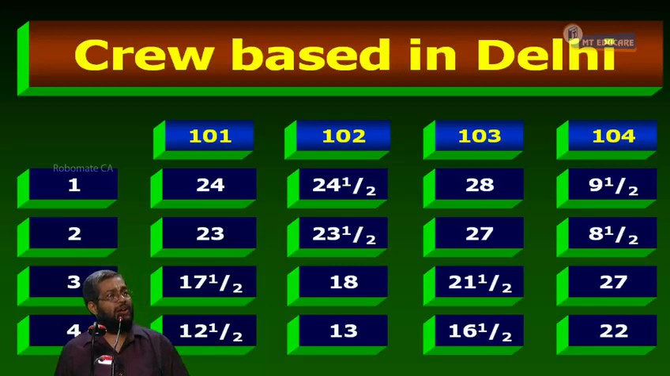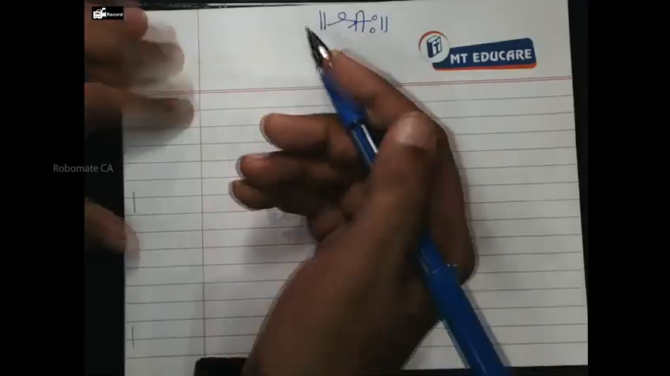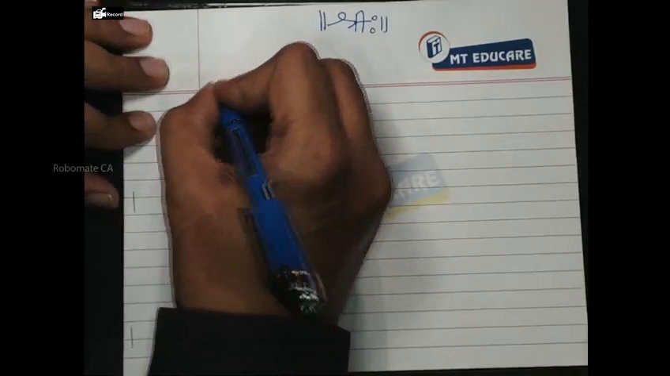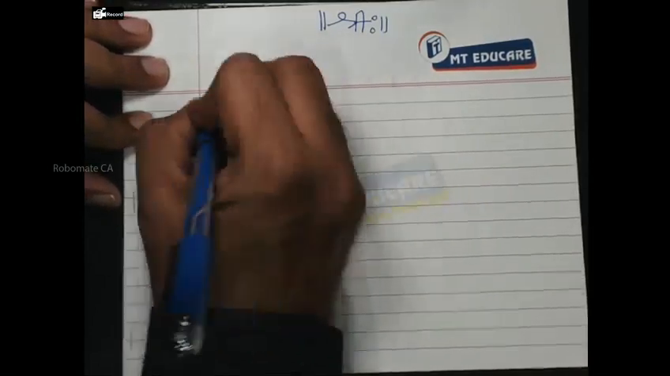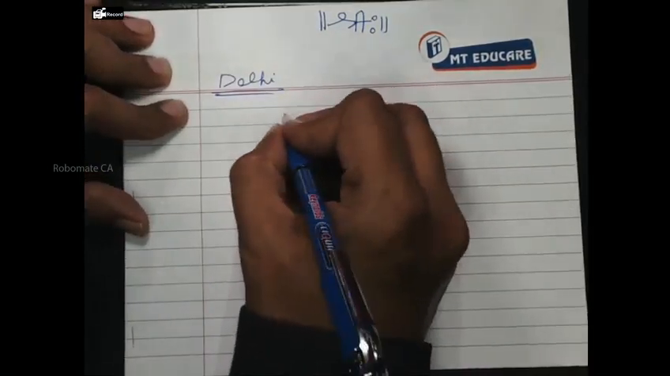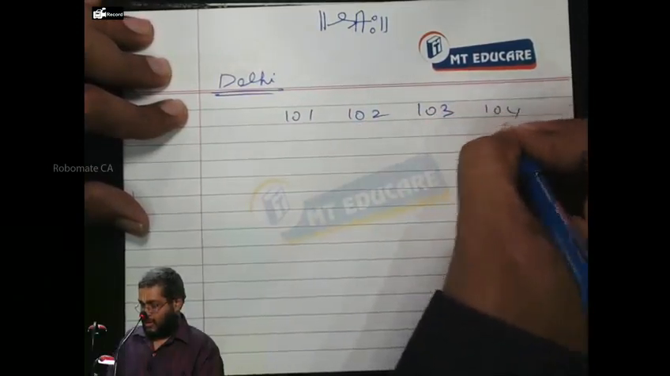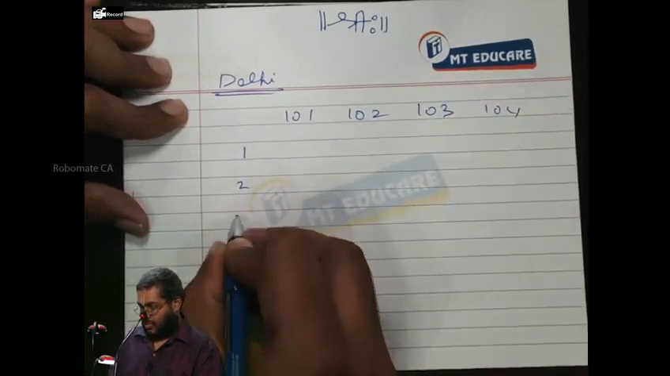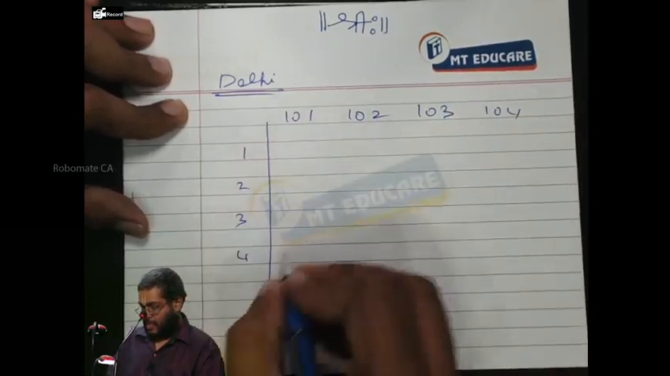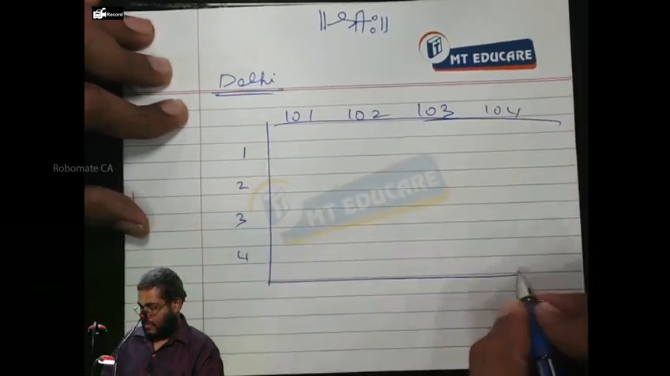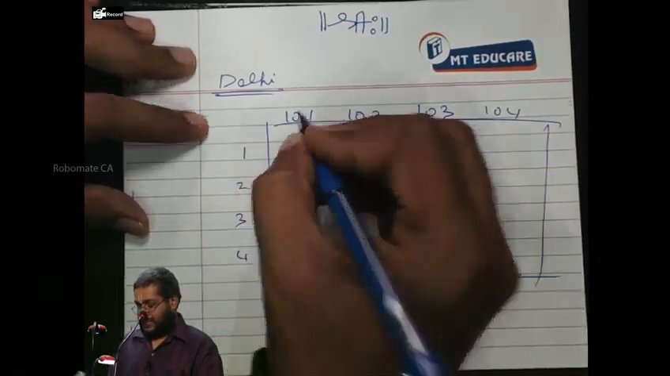Everybody, are you comfortable or not? Can I proceed further? No, please. Just for me to later discuss, please tell me the numbers once again. I'll note it down. So the crew is based in Delhi. The flight numbers are 101, 102, 103, 104, and here 1, 2, 3, 4. Tell me the time here. What is the first time?